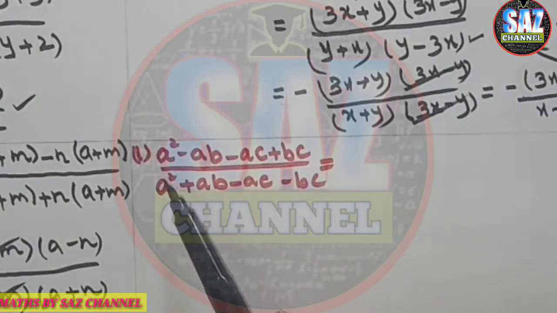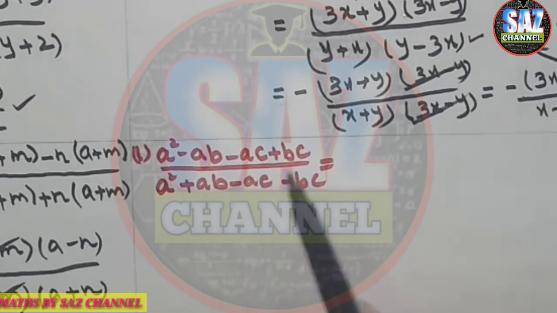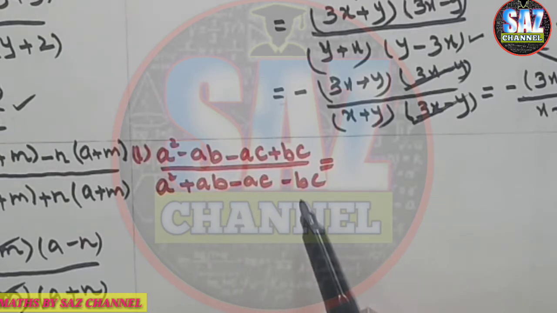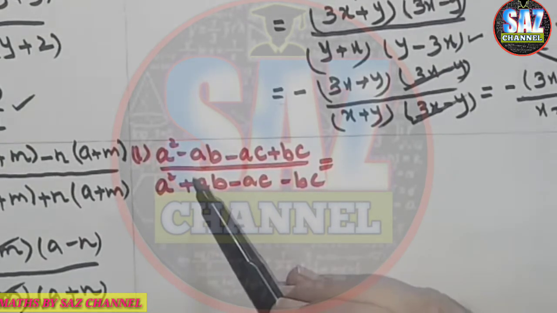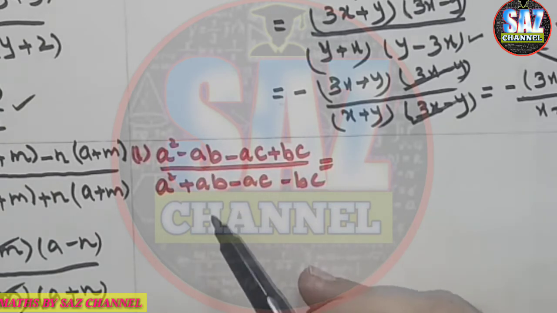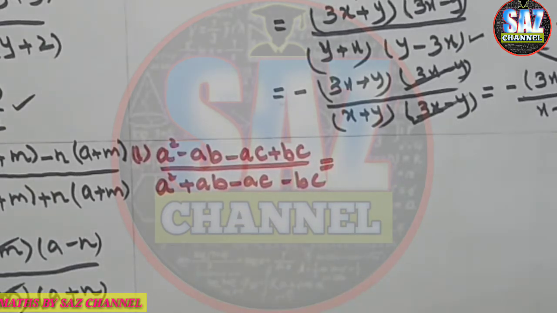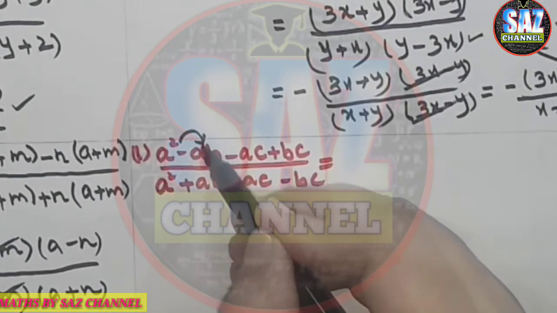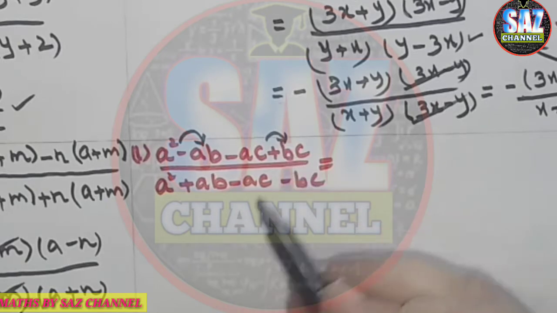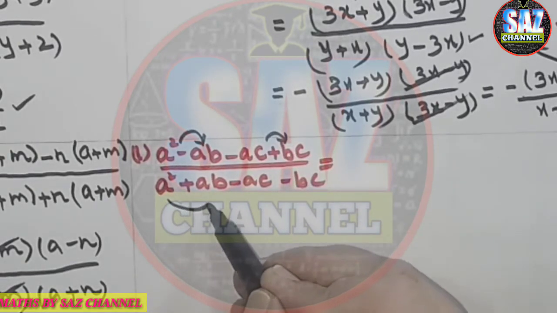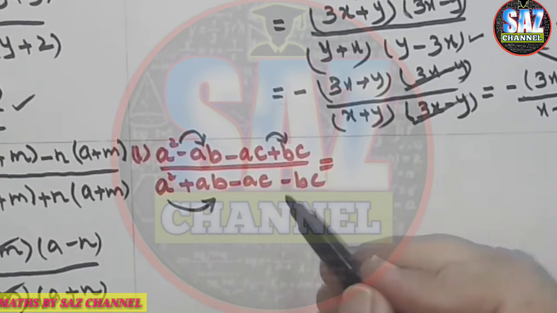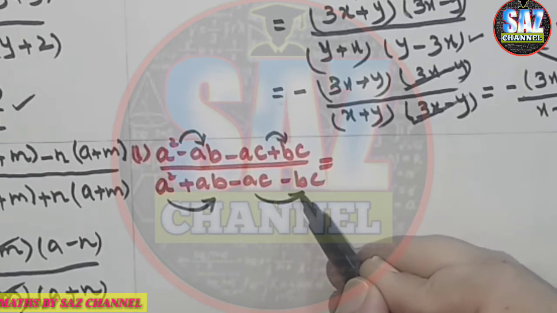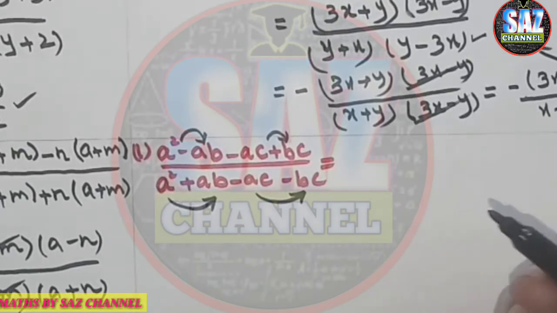Next question is a square minus ab minus ac plus bc upon a square plus ab minus ac minus bc. Here again the numerator and denominator both have four terms. Now what we have to do is make groups of like terms. Like I can make a group of the first two terms and the second two terms. Same in the denominator, a square plus ab has a as a common factor, and minus ac minus bc has minus and c as a common factor. So we can keep them in one group.